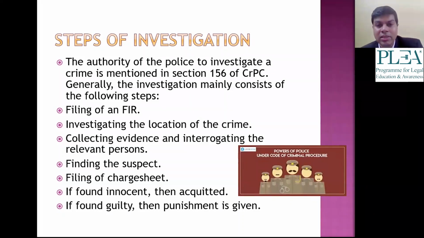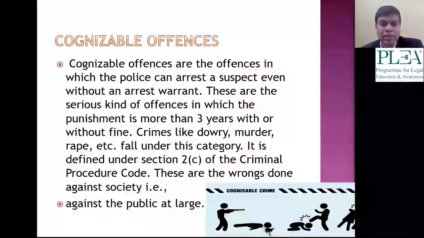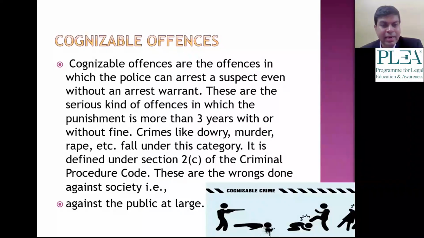Then what is a cognizable offense? We are moving to the next slide, that is cognizable offense. Cognizable offenses are offenses in which the police can arrest a suspect even without an arrest warrant. These are the serious kind of offenses in which the punishment is more than 3 years, with or without fine. Crimes like dowry, murder, rape, etc. fall under this category. It is defined under Section 2(c) of the CrPC. It is nothing but an offense which is against the public at large.